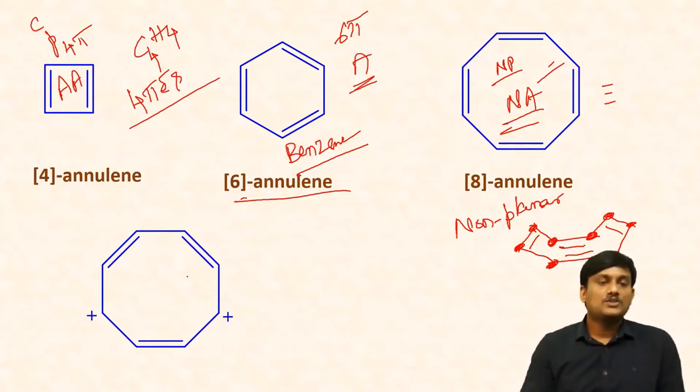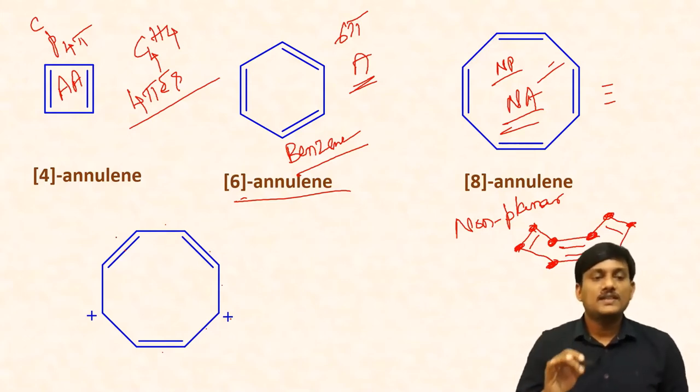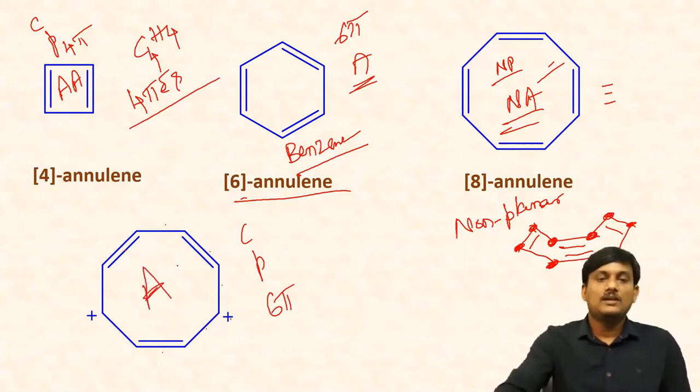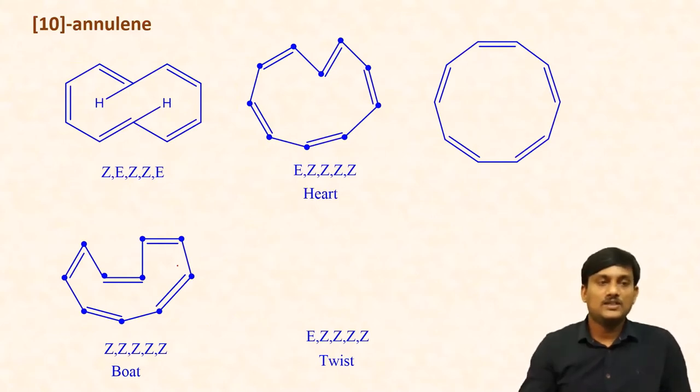Let us take a charged species of annulene. Here, there is a conjugation: double bond, single bond, double bond, single bond, positive charge, single bond, double bond, single bond, positive charge, single bond and double bond. Here, there is complete conjugation. And how many electrons are there? Cyclic, planar and 6 pi electrons. So, it is aromatic.